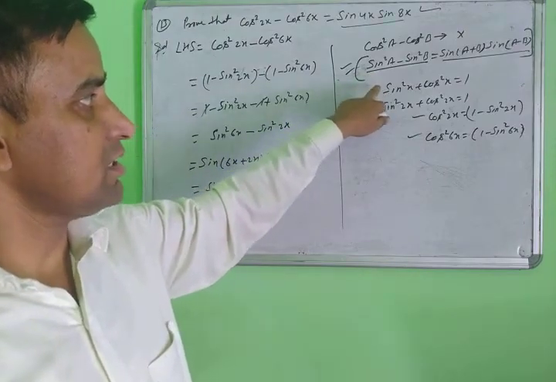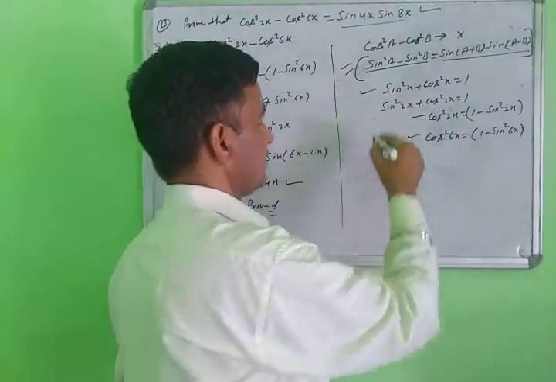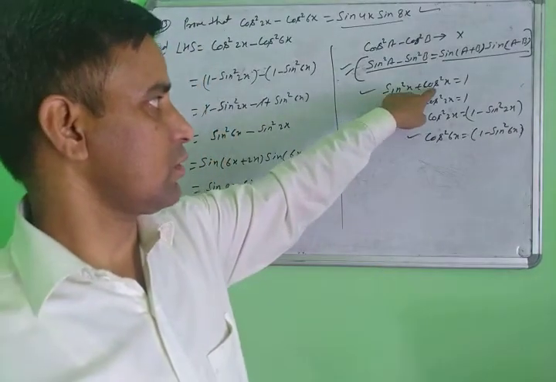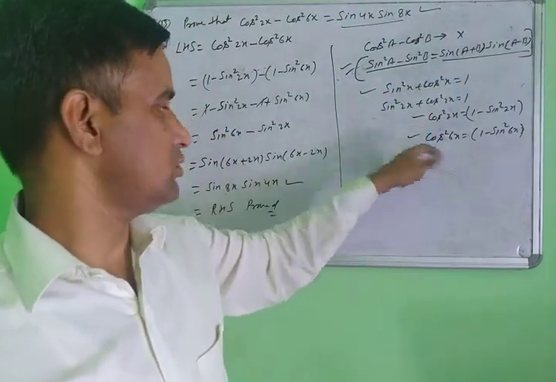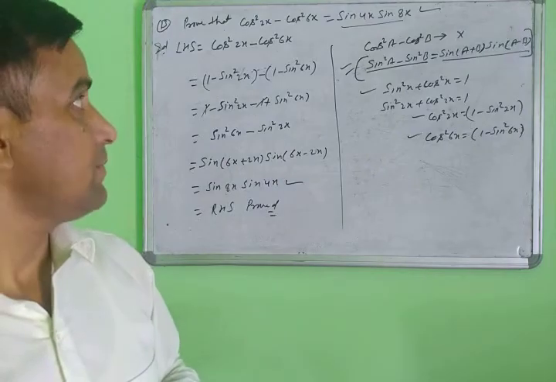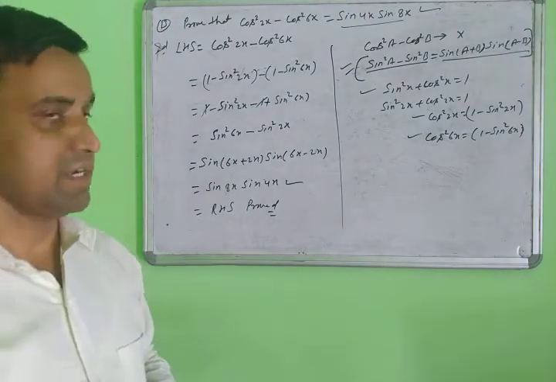And how to change this? This is the simple trigonometric identity: sine square A plus cos square A equal to 1. According to this, you change and find the value of the functions. Yes, note down. Then next question.